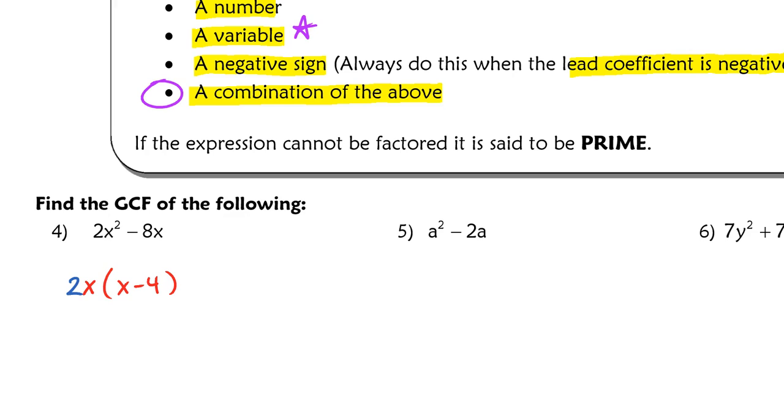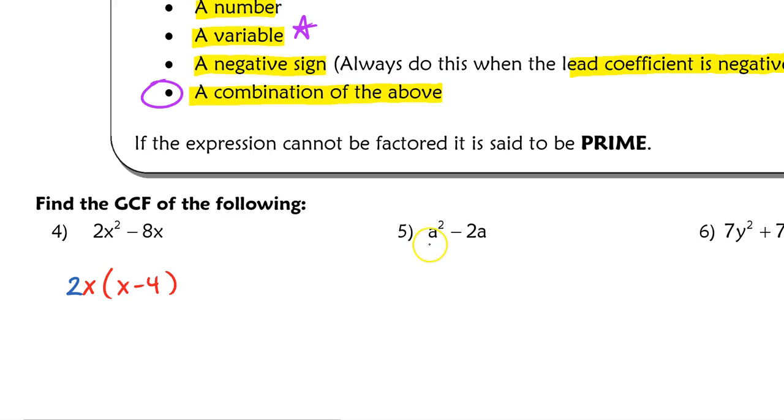Now when we look at number 5, first I want to look at the number part. So here there's a 1 out in front and a 2 here. The GCF here is just going to stay 1, so I don't have to pull out a positive 1. You can if you want, but typically you will never see me pull out a 1. So in this case, there's no number part for the GCF that I'm going to pull out.